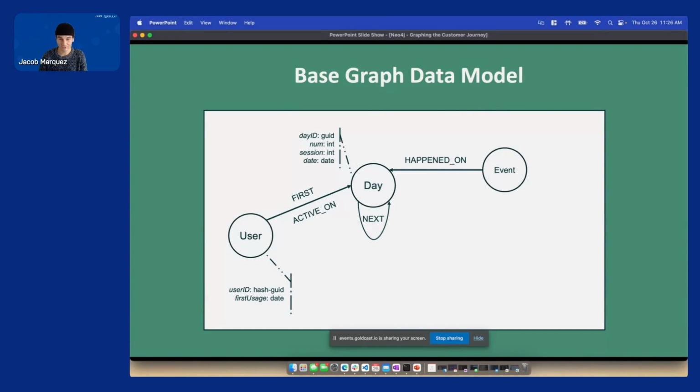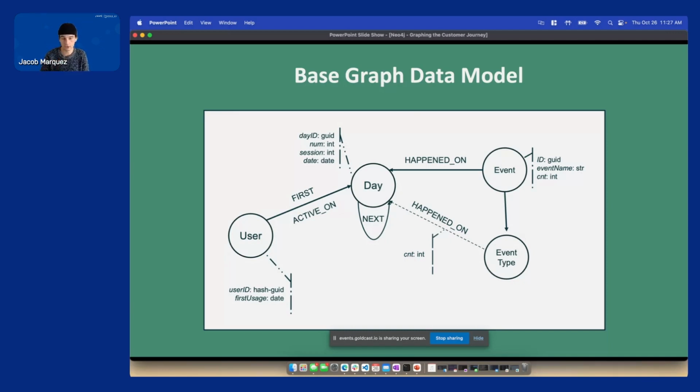On each day, there's an event that happened. And that's important as we start understanding the DNA of a customer journey, what's it made of. And then there's the name of the event and how often that happened. Count here is on the event node, but in this particular case, it's on the relationship type.